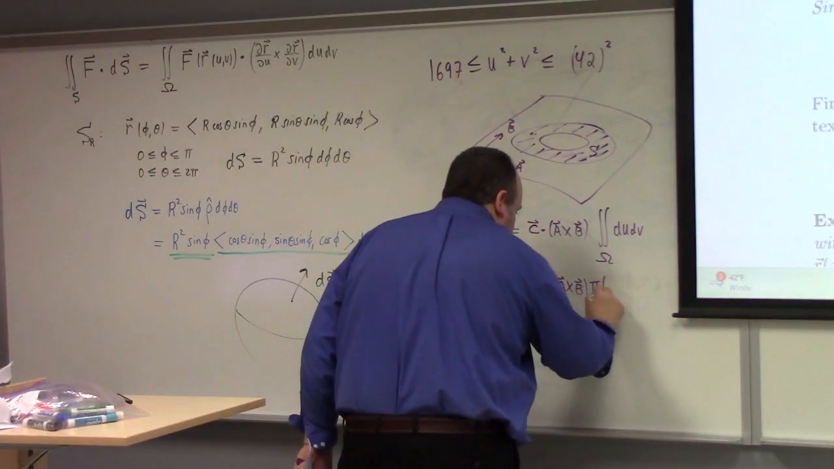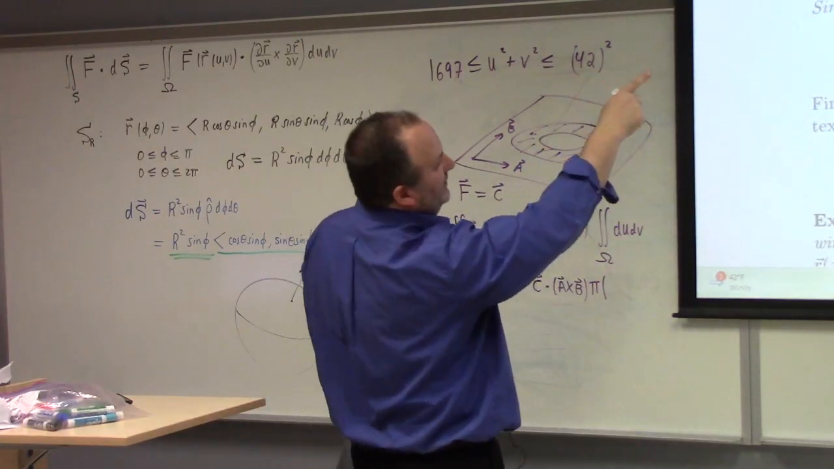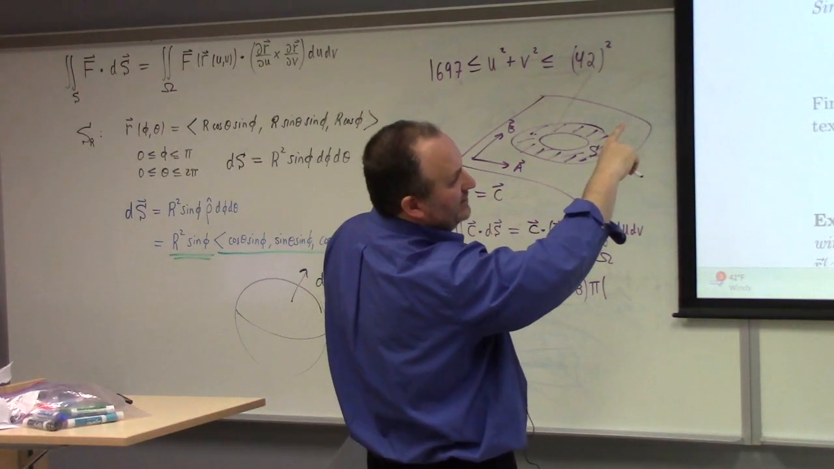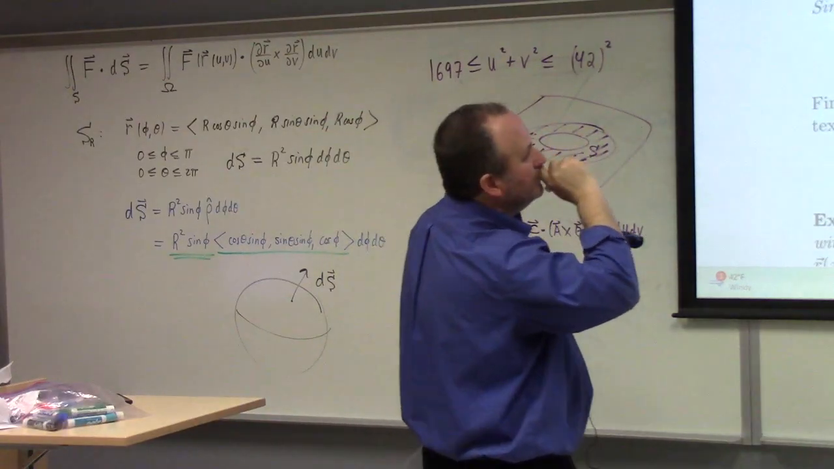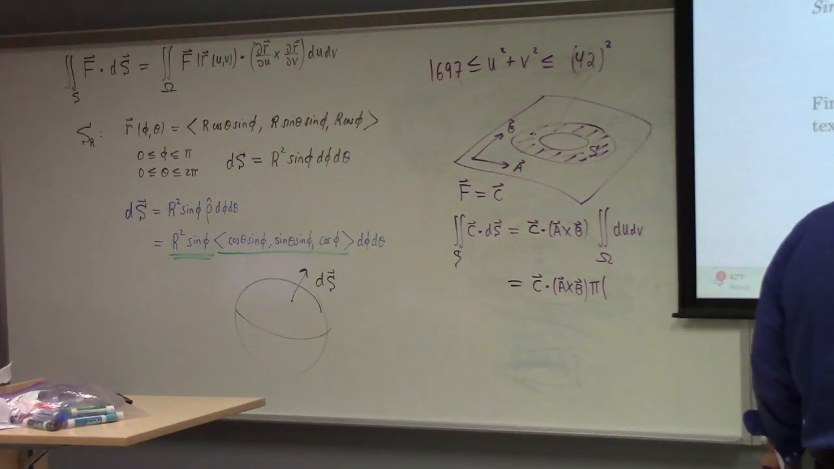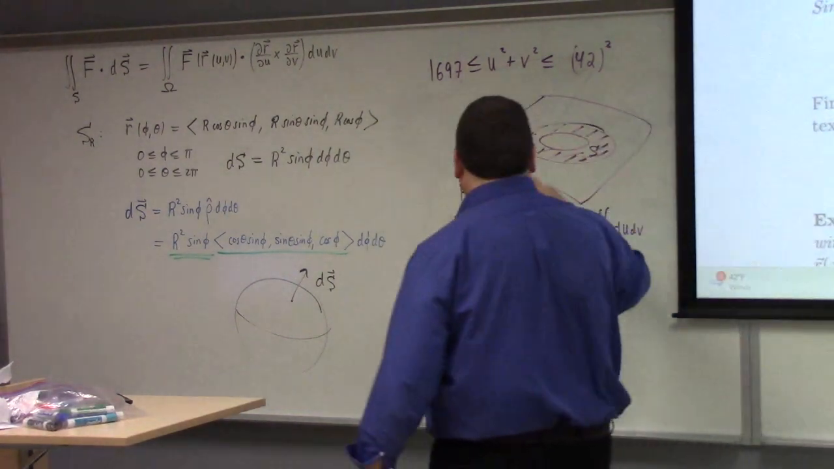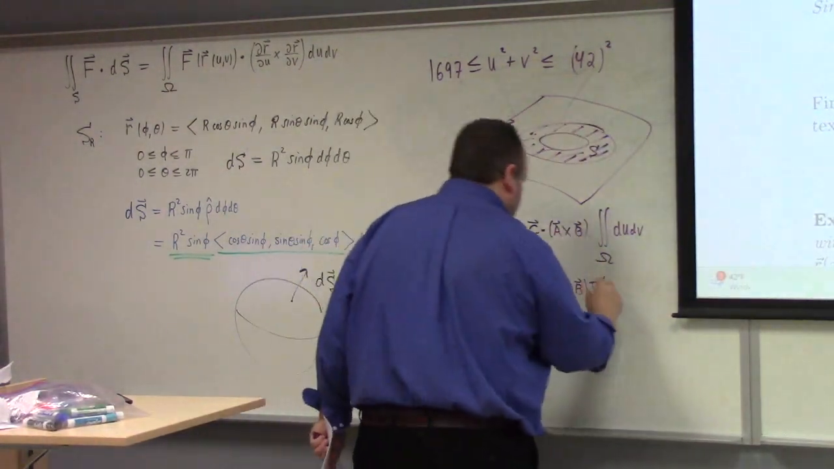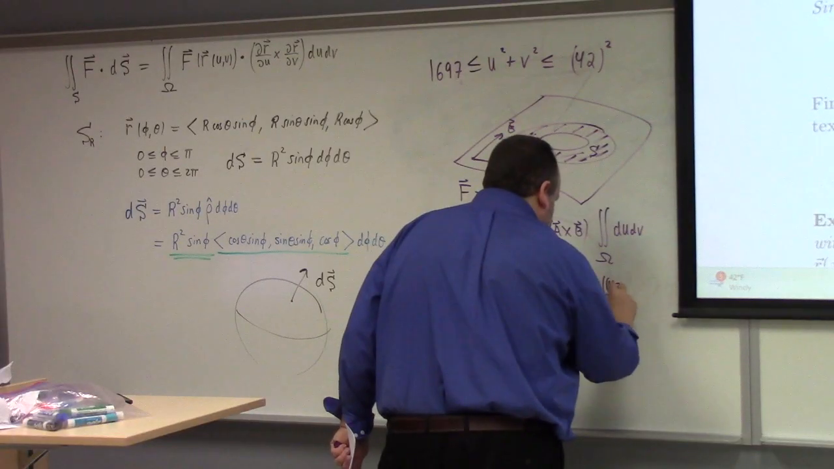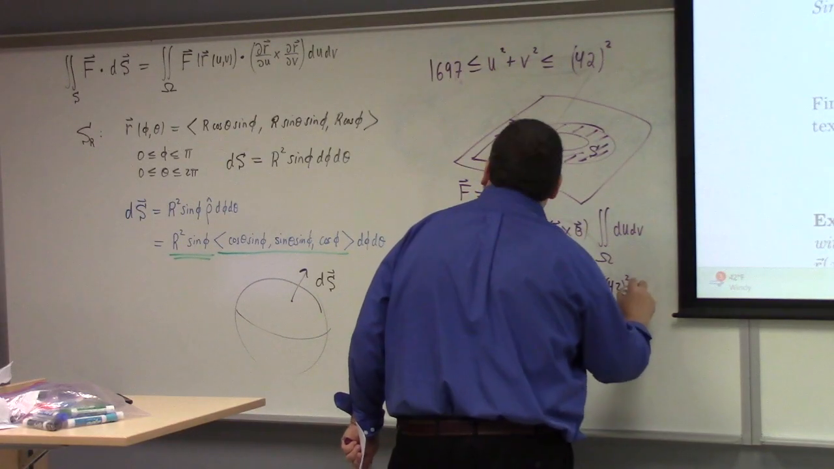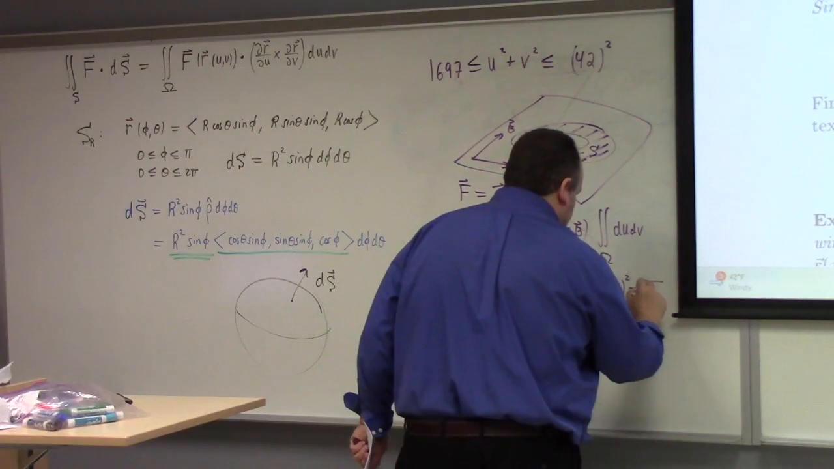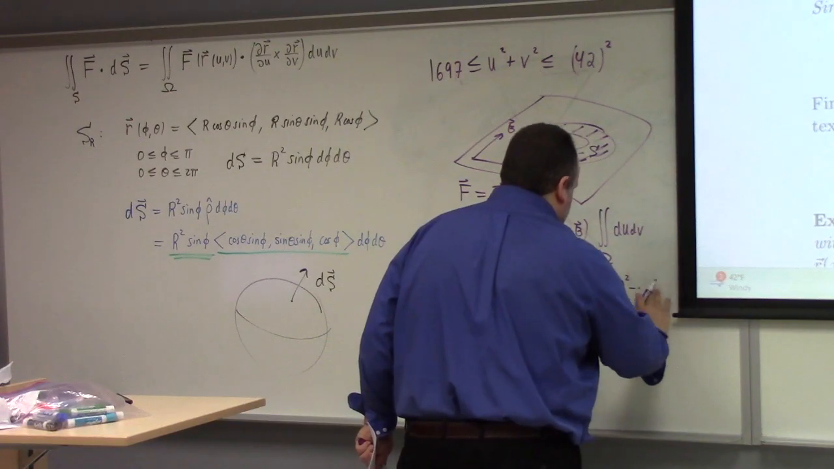Times pi, and then, well, this one was 4 minus 1, right? Excuse me, what was it? Oh, 4 squared. I think that's a typo, actually. That's wrong. But this one I fixed. So 42 squared, because we do pi r out squared minus pi r in squared. So 42 squared minus 1697.